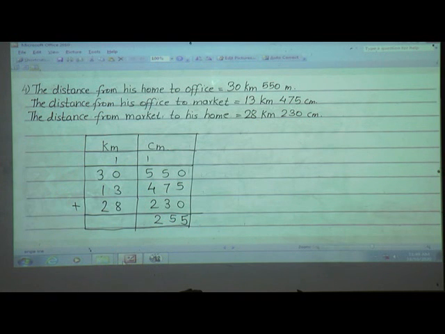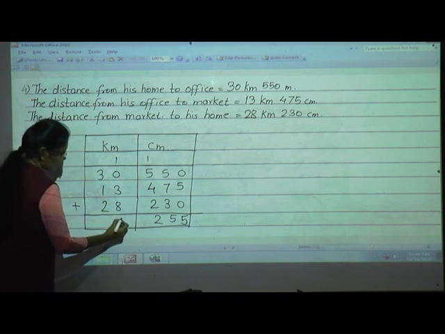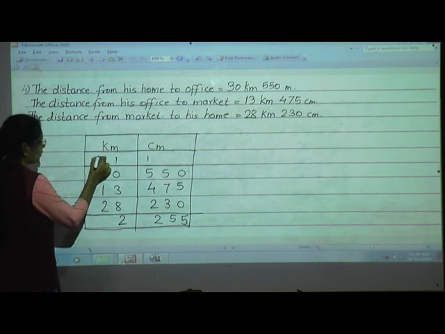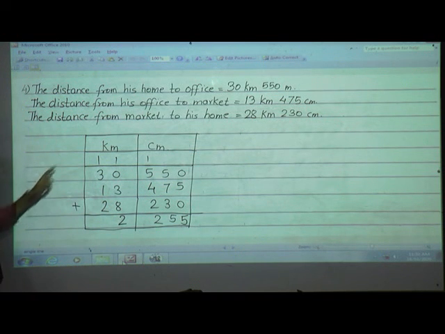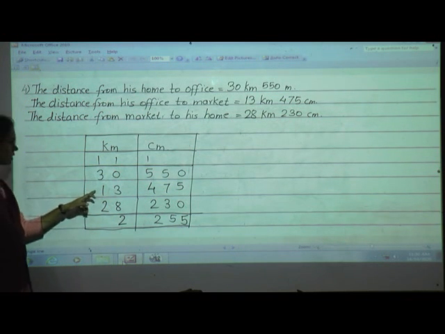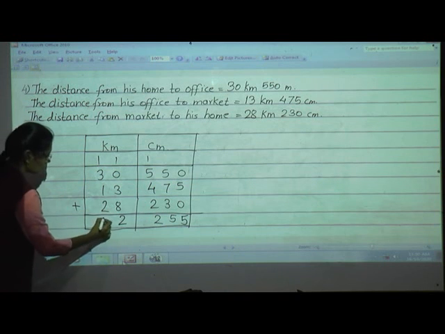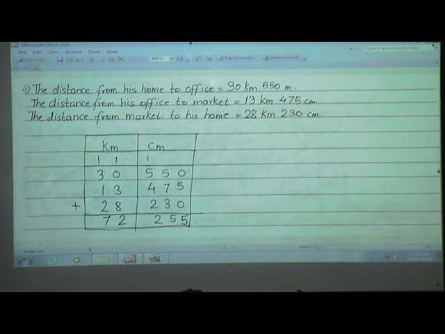Now see the kilometers column. Yes, 1 plus 0, 1. Then 1 plus 3, 4, 4 plus 8, 12. So we will write here 2 and 1 as a carry. Then 1 plus 3, 4, 4 plus 1, 5, 5 plus 2, 7. Okay, so what was the total distance? Total distance, yes, 72 kilometer 255 centimeter. Understood? Okay.